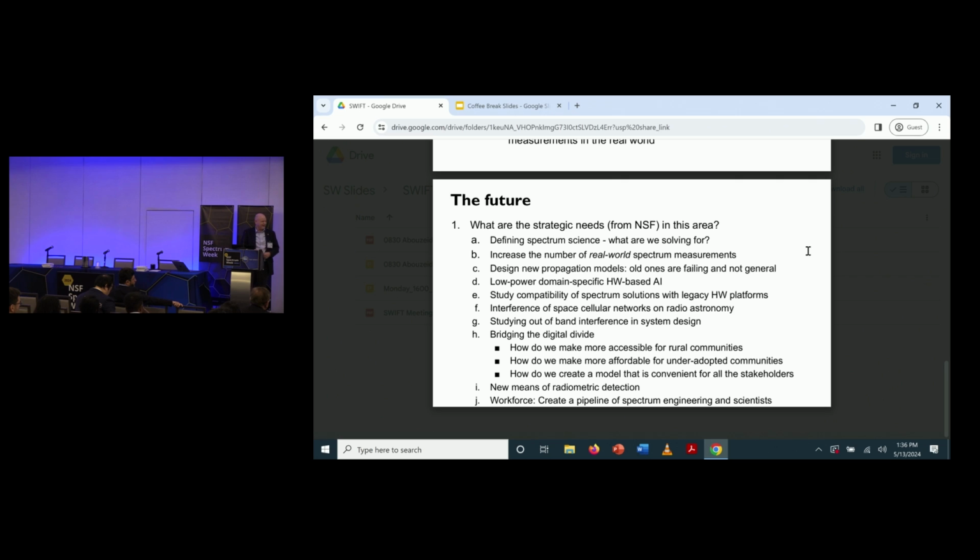And I really didn't, this came from outside, workforce development. How do we create a pipeline of spectrum engineers, scientists, and managers? Because in fact, I believe it was a spectrum manager that was saying, where are we going to get this workforce from? So that is all I've got.